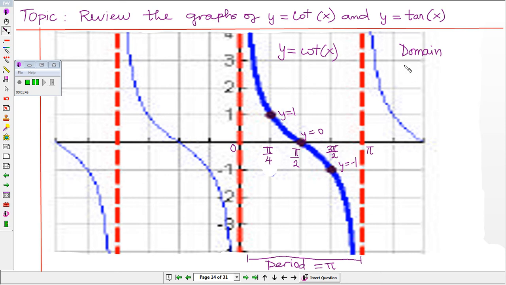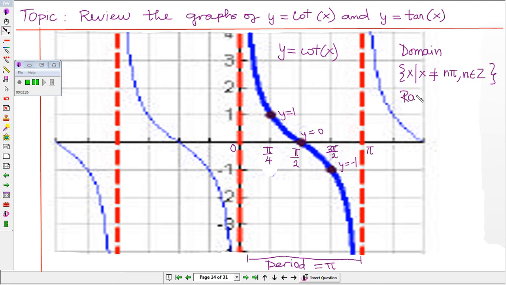So the domain, we go ahead and use the set builder notation, will be the set of all the x values such that we don't include the x values where the vertical asymptotes are, so x cannot be equal to a multiple of pi, so n times pi, where n is an element of the set of integers. So that will be the domain.